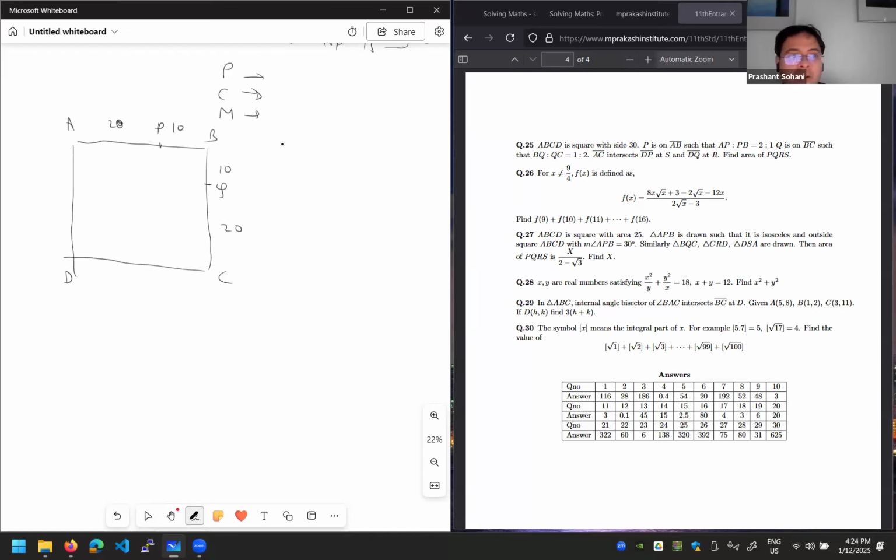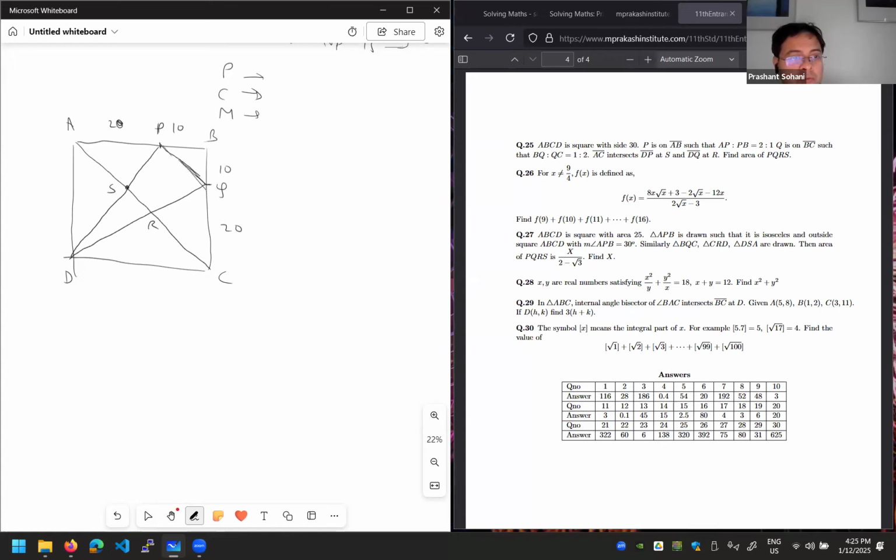Correct. And now AC intersects DP. So AC is the diagonal of my square. And DQ. Okay, so these points are S and R. And I am supposed to find the area of PQRS.